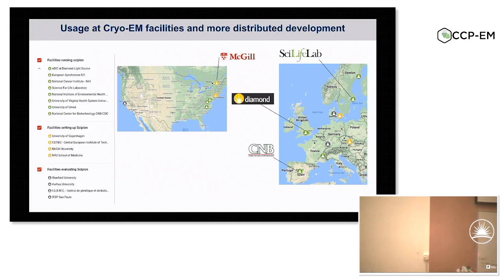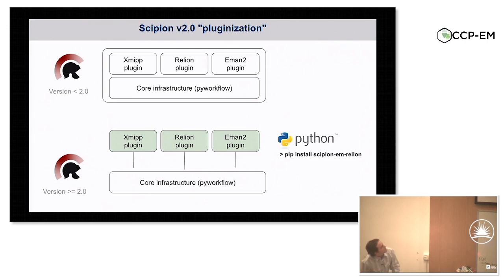So this is also a challenge from the software development point of view, because now it's more difficult to synchronize. So in the previous version, we had only a single repository. All the code of the plugins were there. And now we are moving to Scipion version 2, where we call this pluginization. It means that we have separated each of these plugins, and now it will be much easier to attack the problem. So divide and conquer, right? We can now make releases of every plugin more separately.